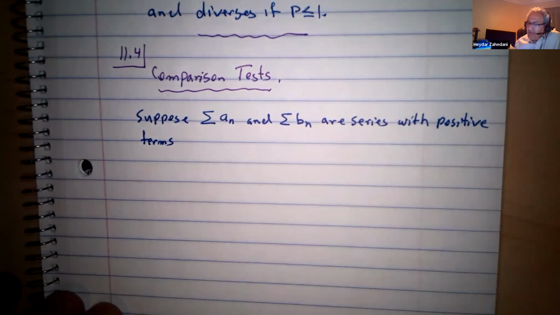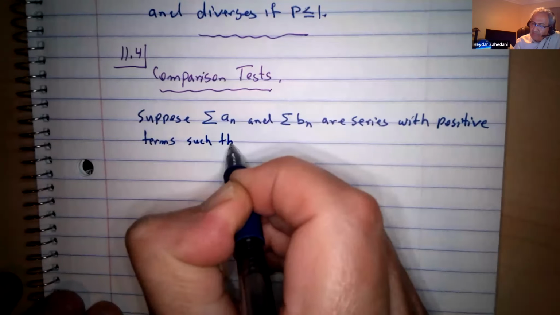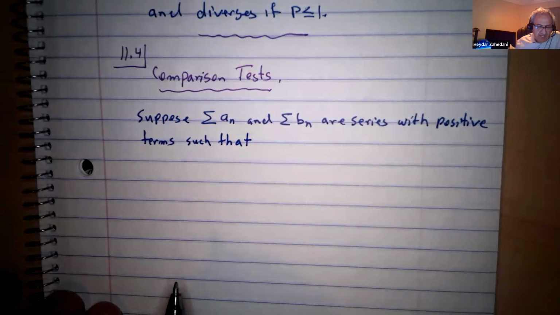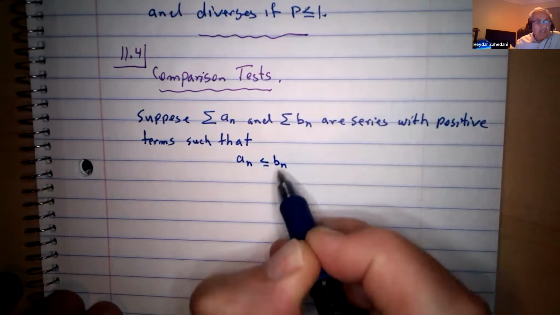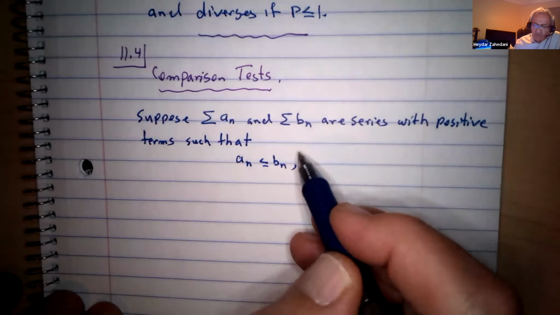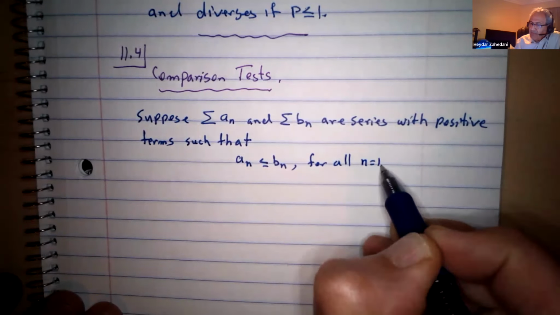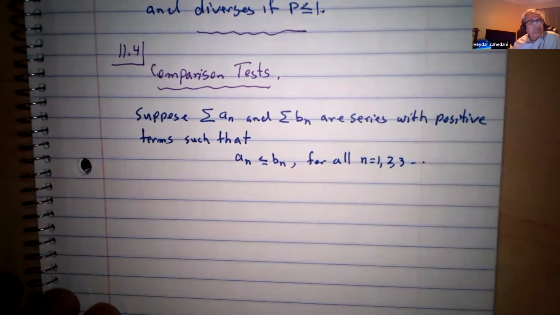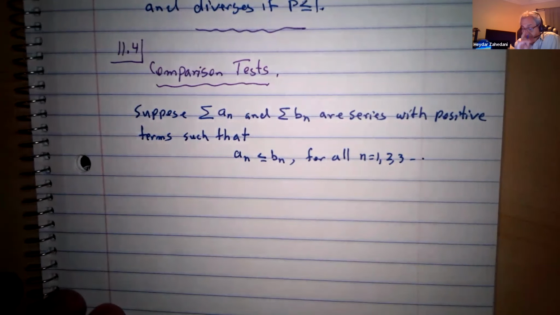Suppose sigma an and sigma bn are series with positive terms such that an is less than bn for all n, that is, for n equal to 1, 2, 3, etc. It's like this sequence an is below the bn. If this is the case, then we are going to have the following.